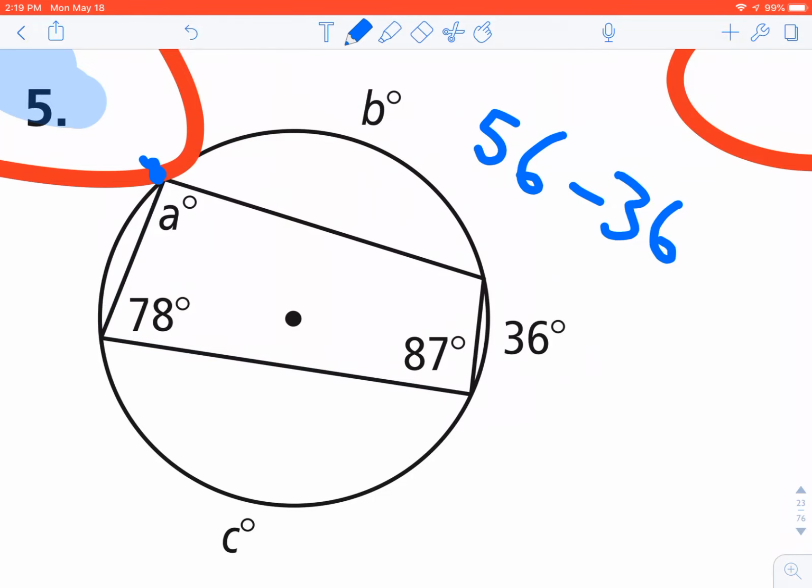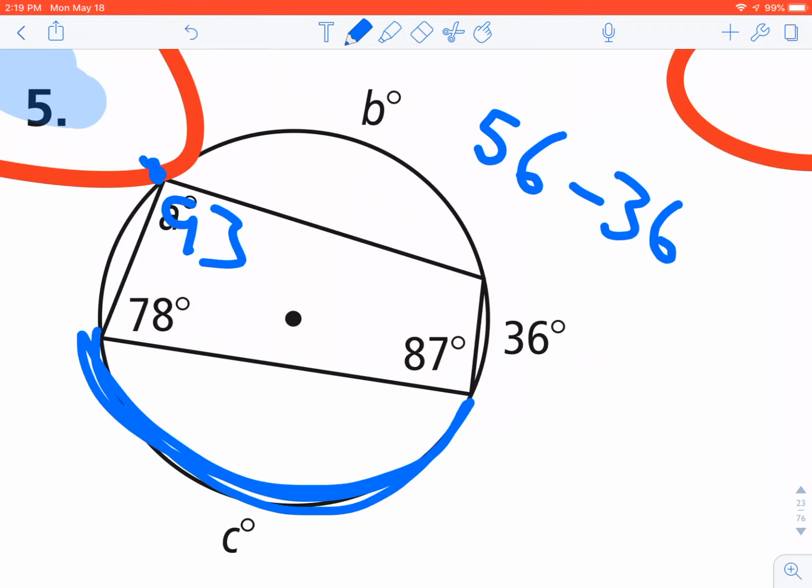Now, similarly, I'm going to do the same thing for C. Again, there is no angle that makes arc C. Okay? So I need to figure out, all right, well, what angle creates arc C? And it's angle A, but again, it's arc C and 36 degrees.